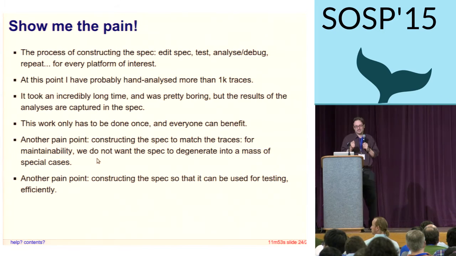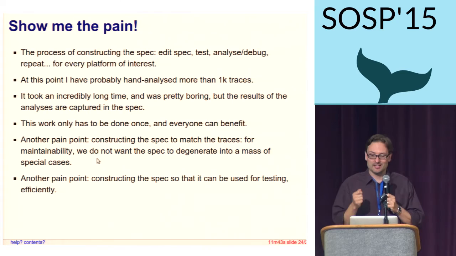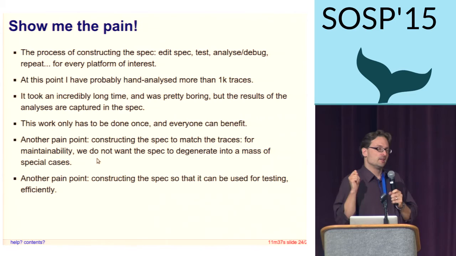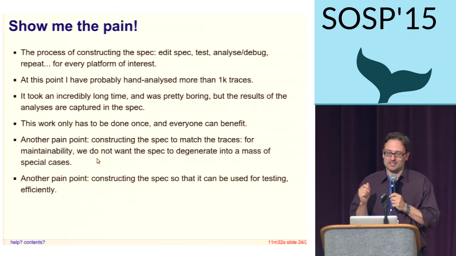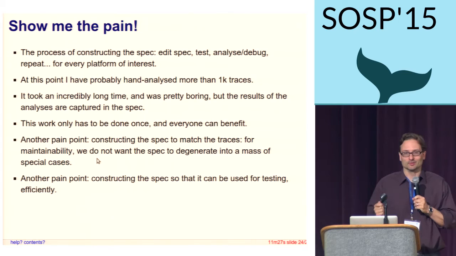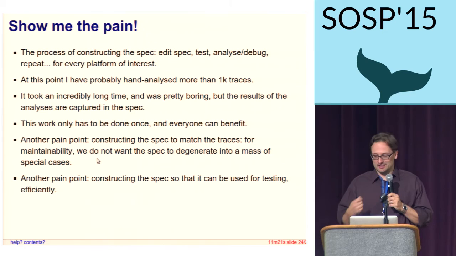So when you write the specification, you're doing something clever. You're coming up with structure that isn't necessarily there in the traces that you're observing. So that obviously takes human ingenuity, and that's one of the places where the pain comes in. So writing the specification is difficult enough. Writing the specification so it can be used to efficiently check implementations makes it even more difficult. So I'm not advocating this for everybody, but just to give you some idea of where the pain was.